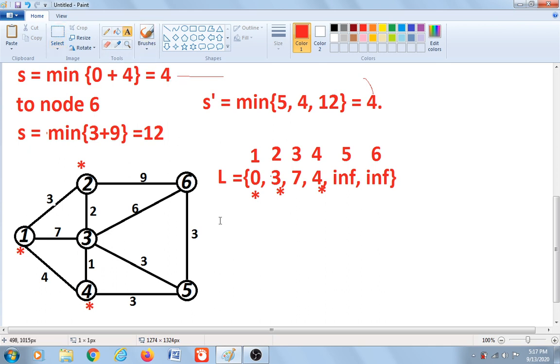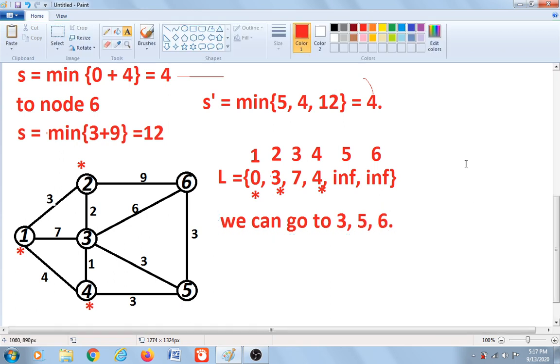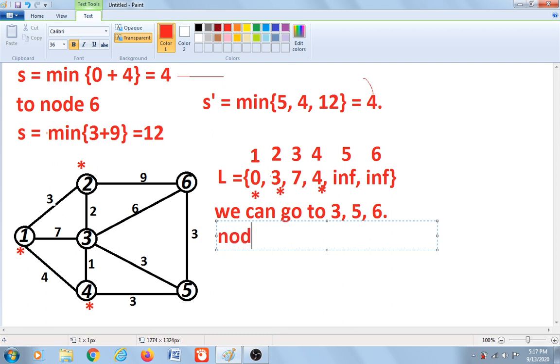So we can go to 3, 5 and 6. Okay, I'm gonna need room over here. Okay, so now the first one, going to node 3. If we go to node 3, so S will be the minimum of what?